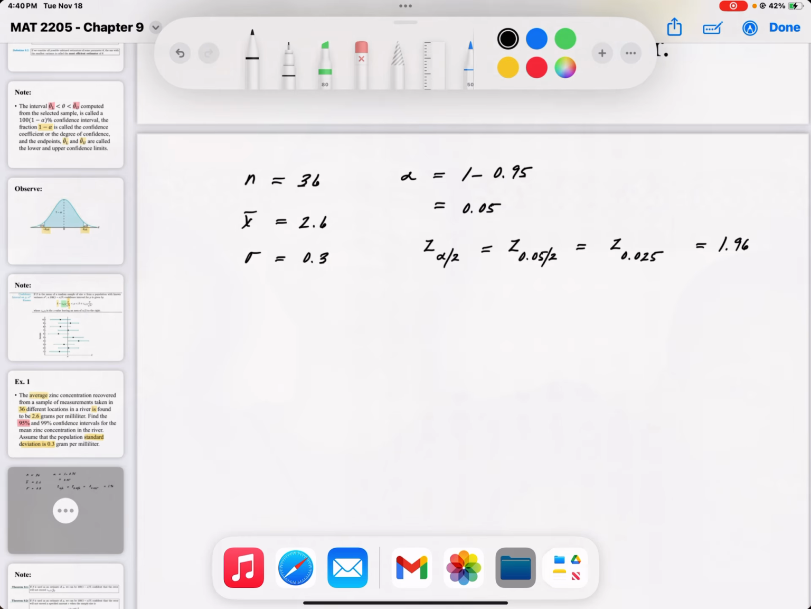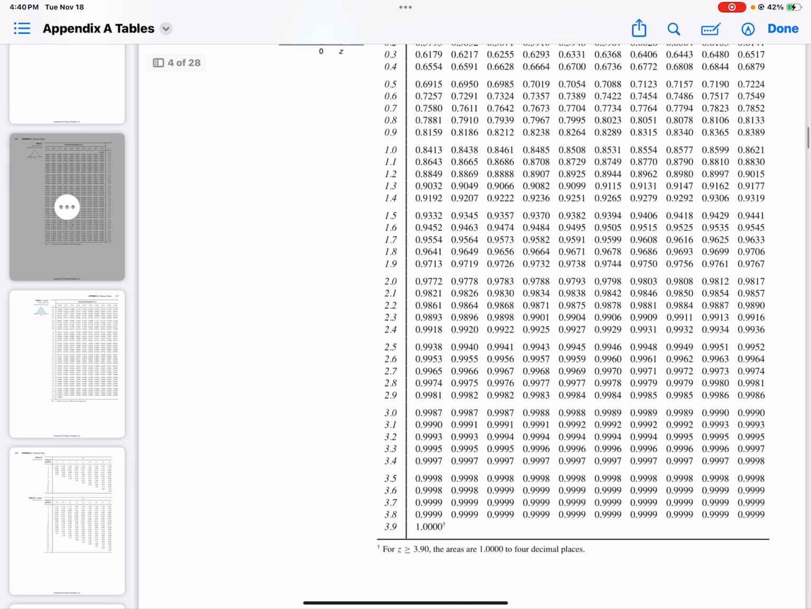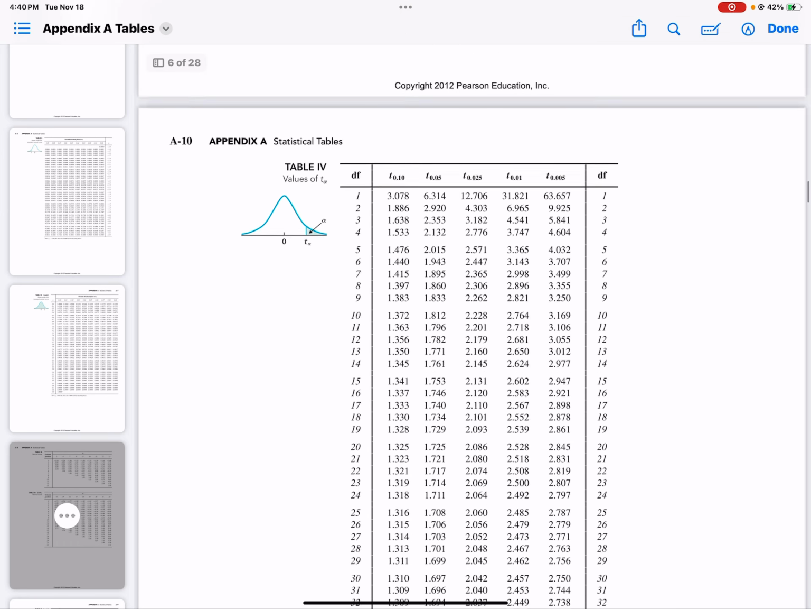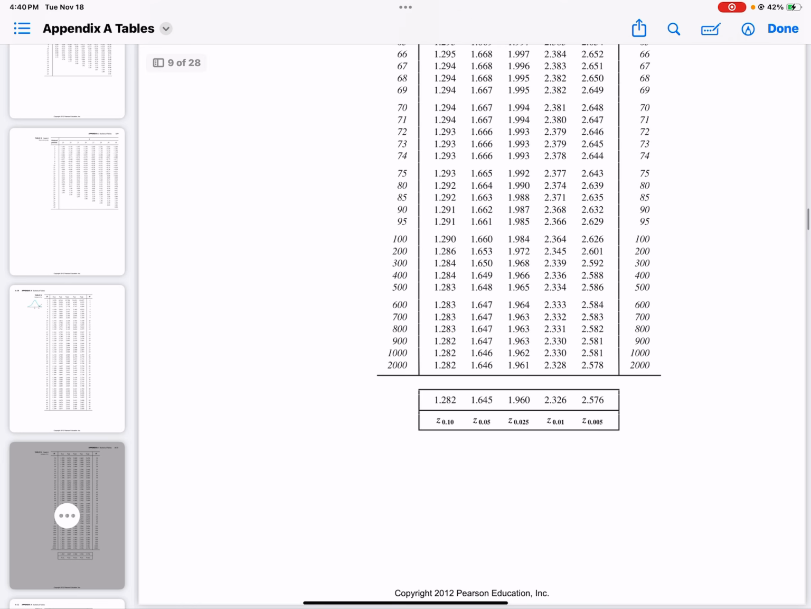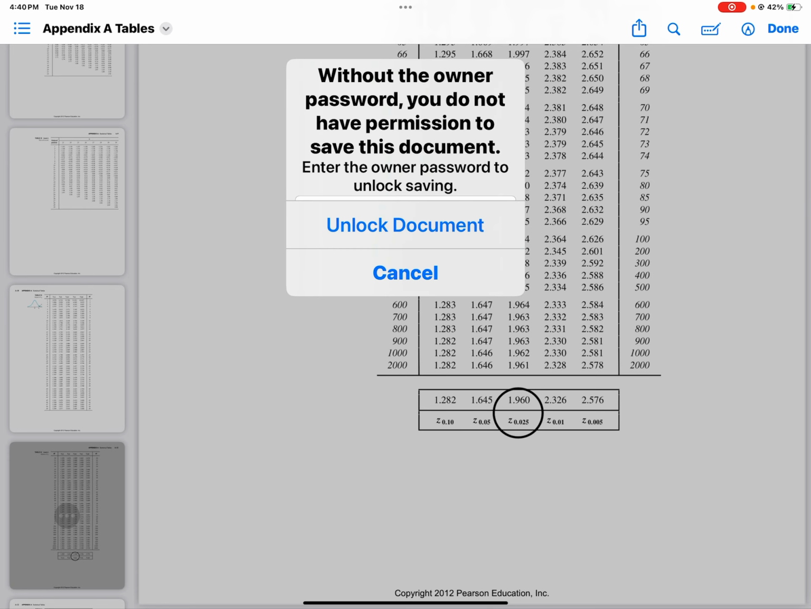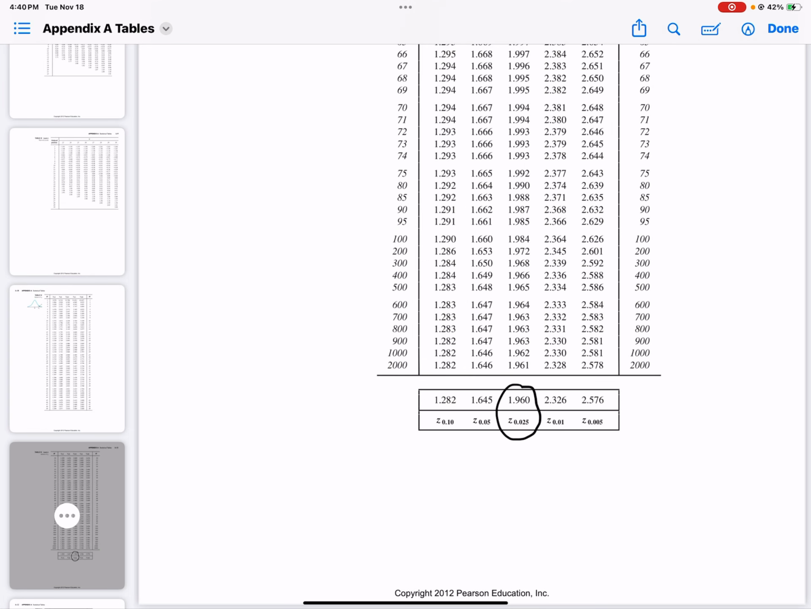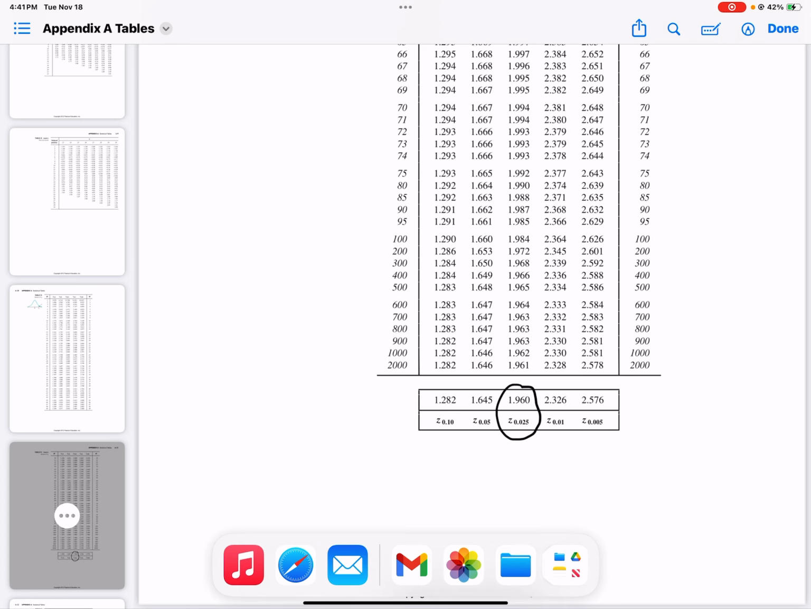If you remember in statistics, there's a common tabled area here. See that? Z sub 0.025, 1.96. You could just remember that every time you do this and you get 95% confidence, it's going to be 1.96 if you're finding the Z value. Or you could find it manually, and let me show you how to do that, okay?